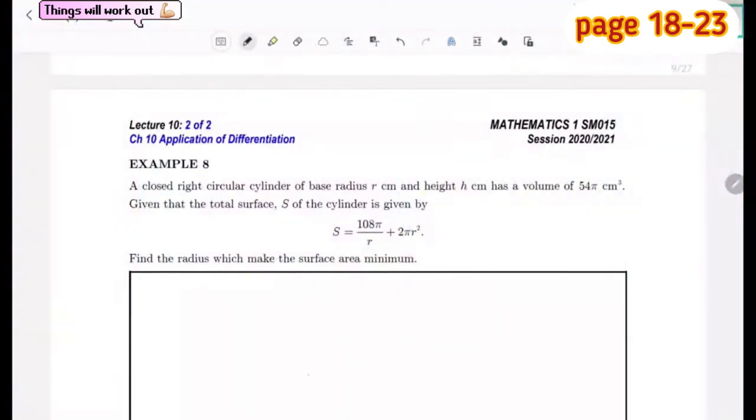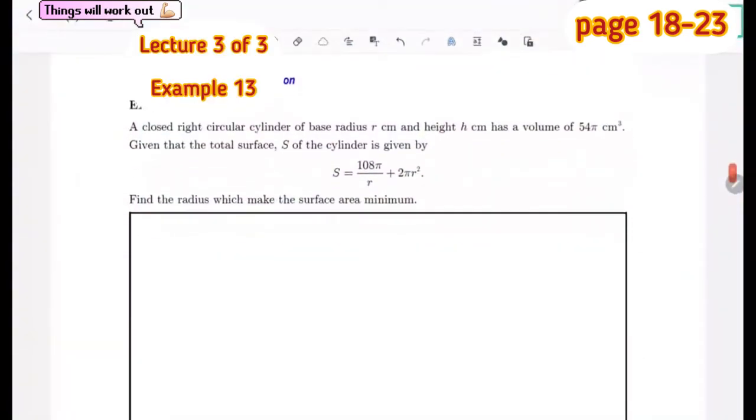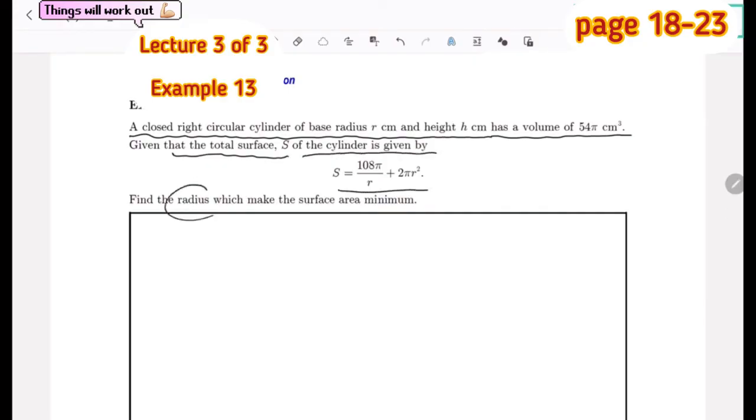Let's look at the second example on optimization problems. A closed right circular cylinder of base radius r cm and height h cm has a volume of 54 pi cubic centimeters. Given that the total surface area S of the cylinder is given by this formula, find the radius for which the surface area is minimum. First, we need to differentiate. So dS/dr equals negative 108 pi over r squared plus 4 pi r.